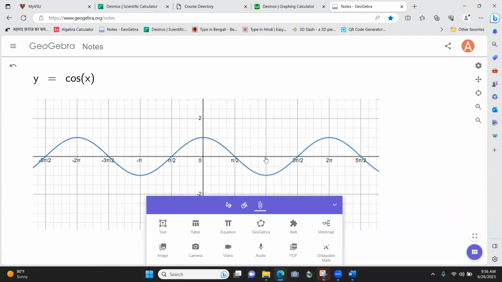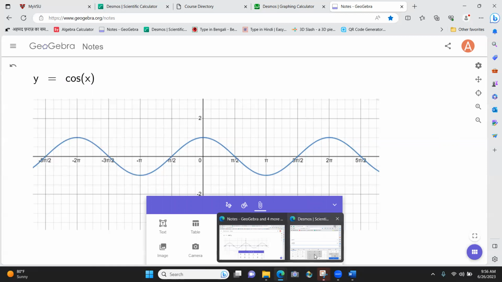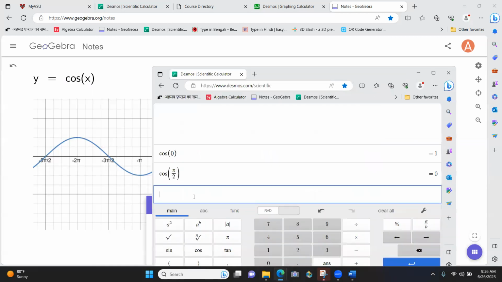What do you expect for cosine pi to be? I'm going to say -1. Your unit circle will show -1. Hopefully our calculator will show the same thing. Cosine pi. -1. There we go. I'm not going to check anymore.